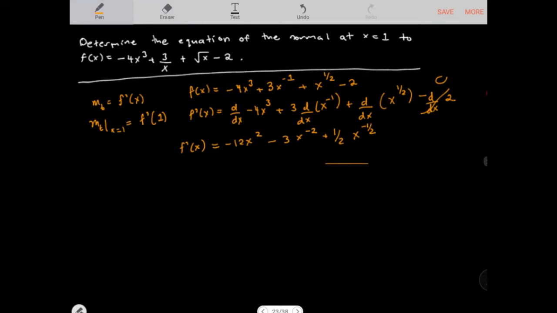And now we can simplify this with positive exponents. So we have negative 12x squared minus 3 over x squared plus 1/2 x to the power 1/2.